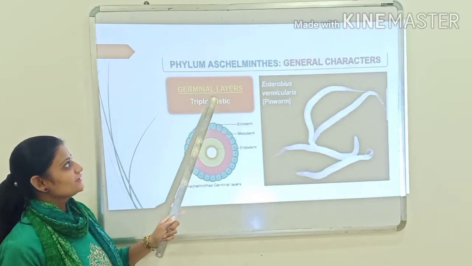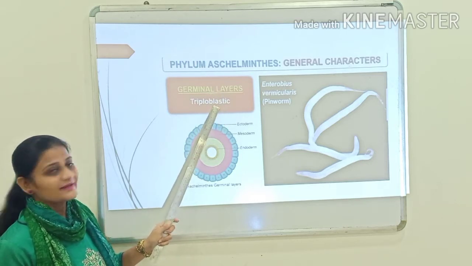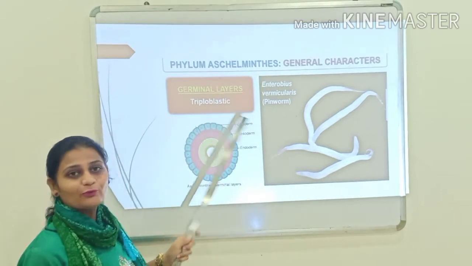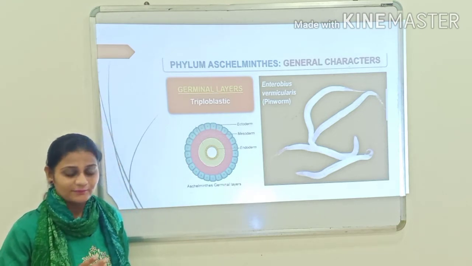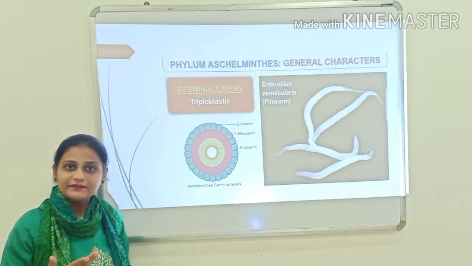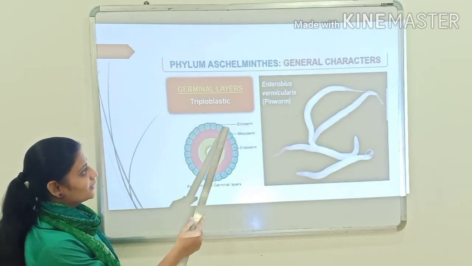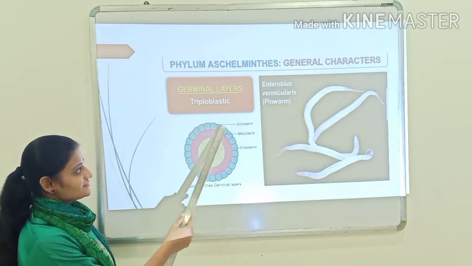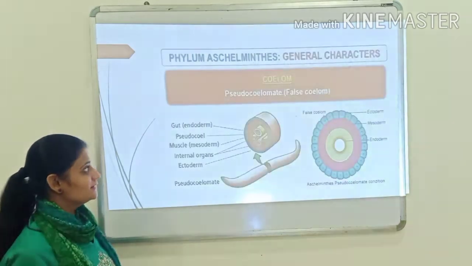Now the next feature is about the germinal layers. Children, organisms belonging to the phylum Aschelminths are triploblastic. Triploblastic means they have three germ layers. The outer layer is the ectoderm, the middle layer is the mesoderm, and the inner layer is the endoderm. You can see in this diagram, the outer layer is ectoderm, middle layer mesoderm, and the inner layer endoderm. As there are three germ layers, the organisms are called triploblastic organisms.